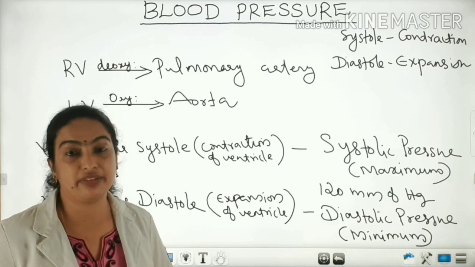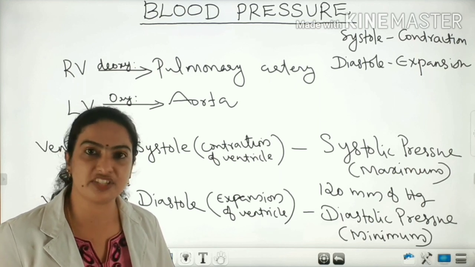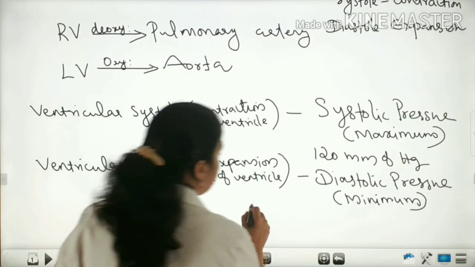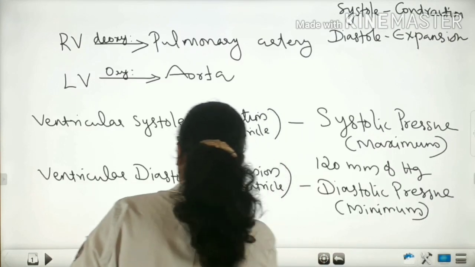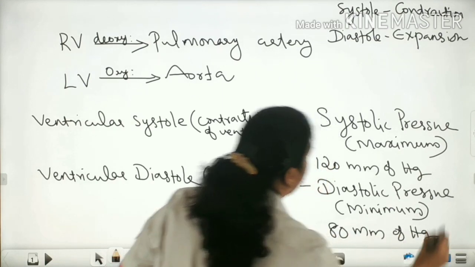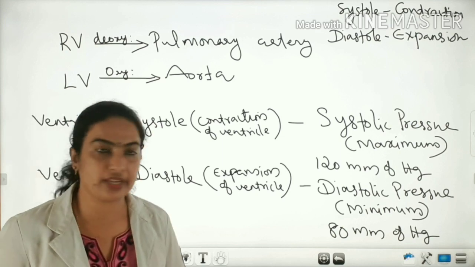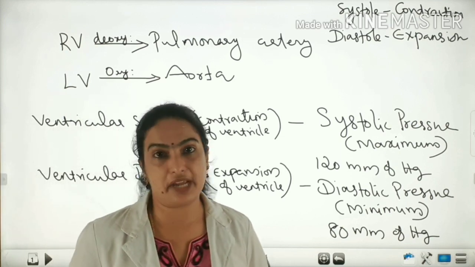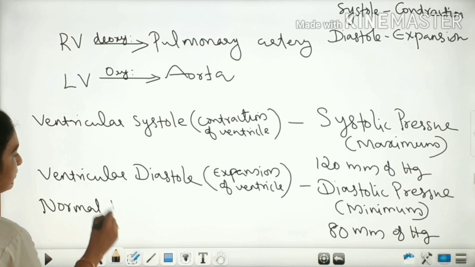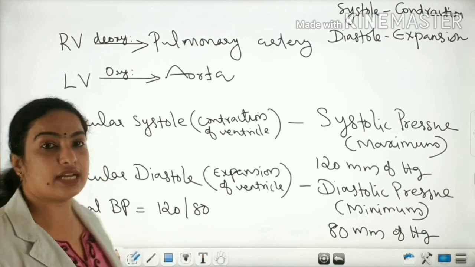When the ventricle expands, there is only minimum pressure in these two arteries, and that is the diastolic pressure, that is minimum. And that is, we can write over here, 80 mm of Hg. That is the diastolic pressure. Is it clear? Diastolic pressure and systolic pressure. Okay. Now we can see the normal blood pressure. The normal blood pressure, normal BP, is 120/80. The units are not given, only numbers are given in case of BP.